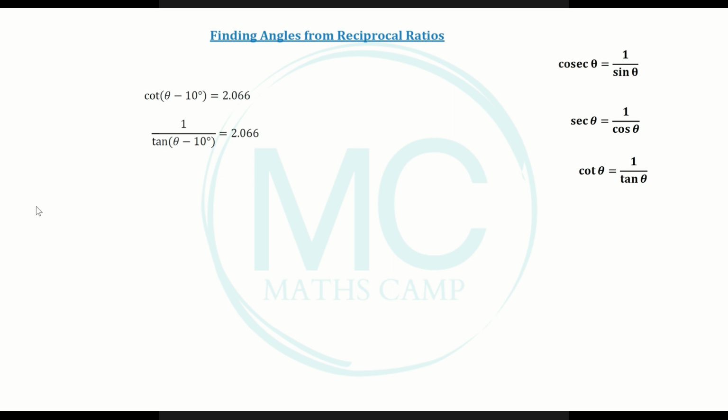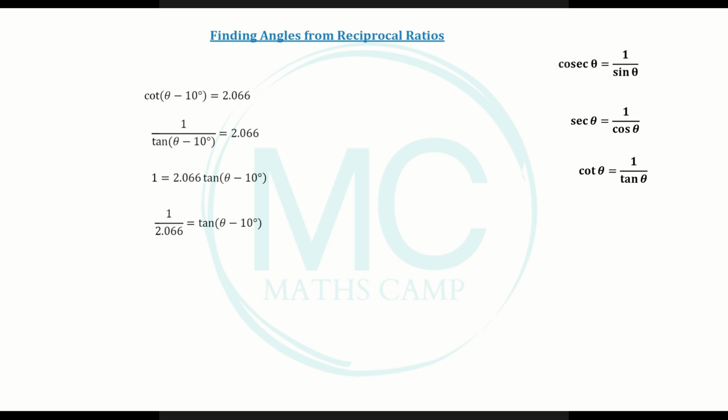Now we can tackle this question in the same way as we have all of our previous ones. Let's move tan and our angle to the right-hand side. On the left, we're left with 1 is equal to 2,066 multiplied by tan of theta minus 10 degrees. Now we can get our ratio by itself. And to do this, we have to divide both sides by 2,066. So on the left, we now have 1 over 2,066 is equal to tan of theta minus 10 degrees.